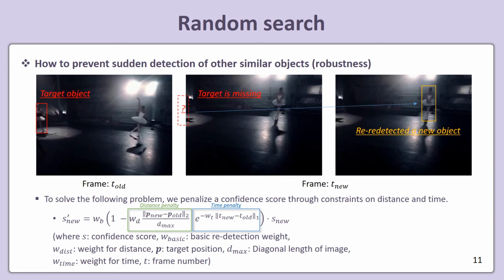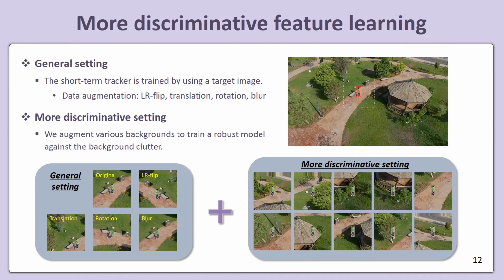This metric solves the problem that the target is suddenly detected at a wrong distance. Therefore, it makes the proposed model more robust. The final contribution is about data augmentation. In the general setting, the short-term tracker is trained using a target image. Most cases apply data augmentation such as flip, translation, rotation, and blur.